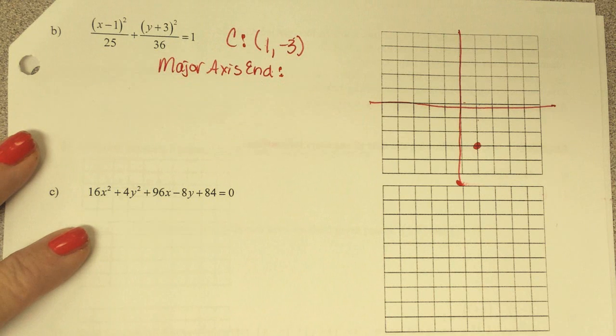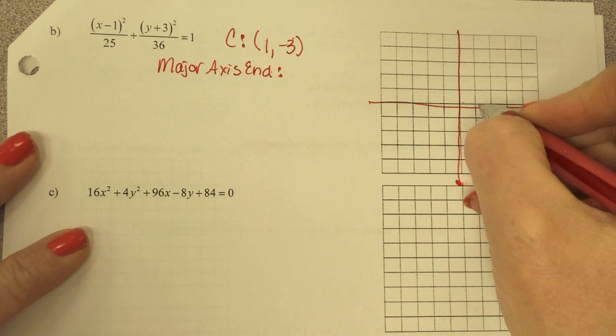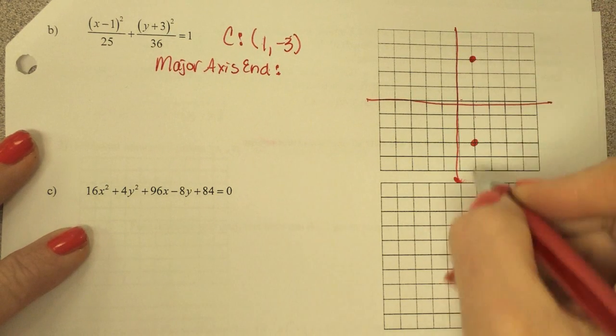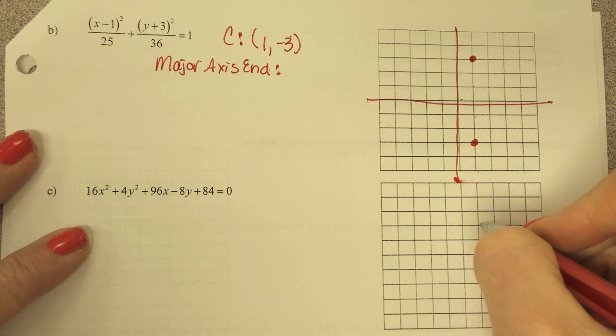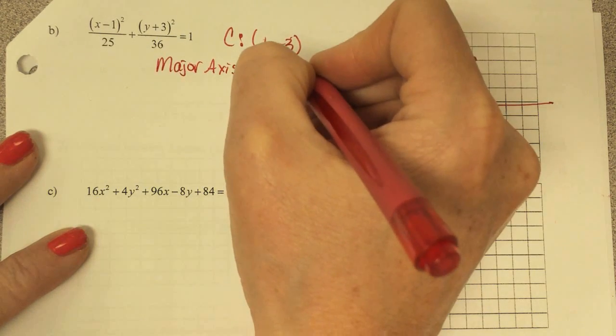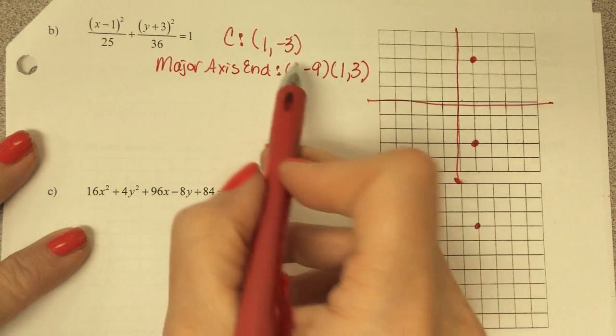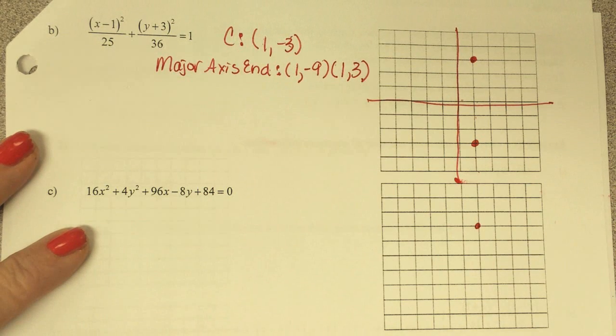All right, now we have to identify which way it's going to be longer. Chloe, which way is it going to be longer, x or y? Y. And how far out am I going to go in the y direction? It's the square root of this number. So I'm going to go up 6 from my center, and I'm going to go down 6. How far are we going to go in the x direction? Well, let's write down those points. Those points are going to be 1, negative 9, and 1, 3. I went down 6 and up 6 in the y direction.